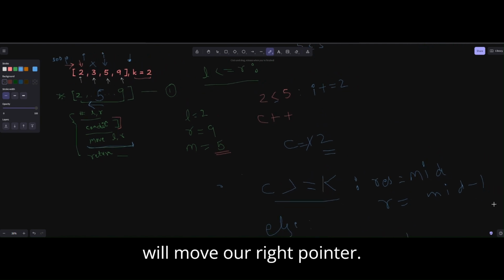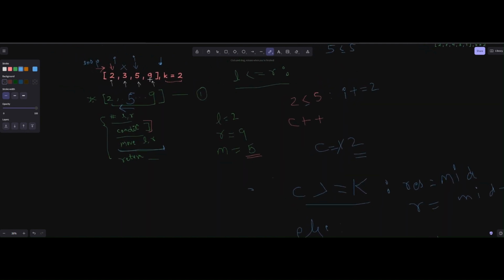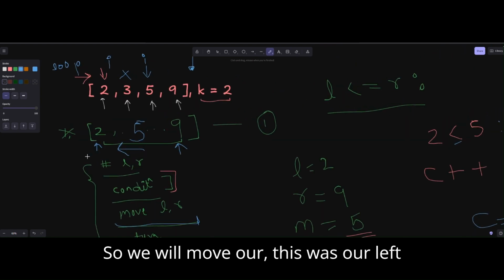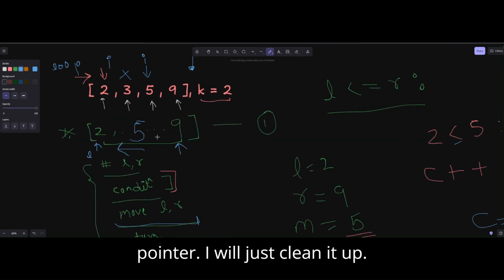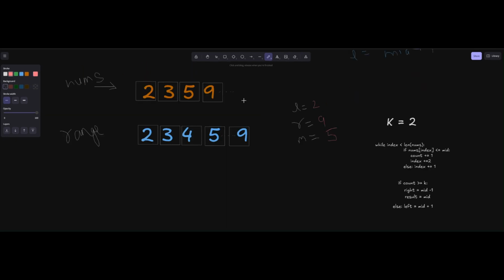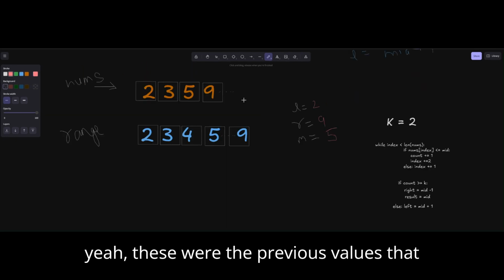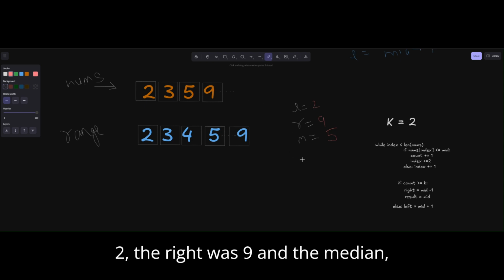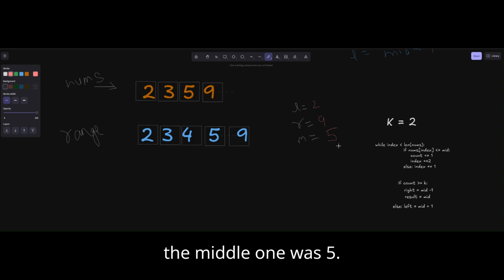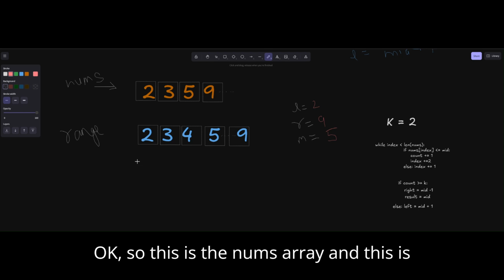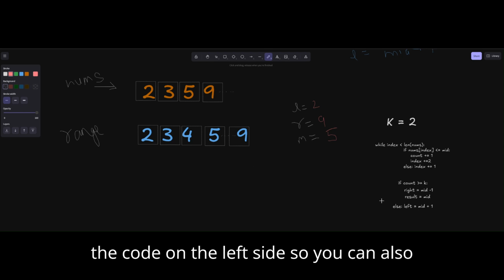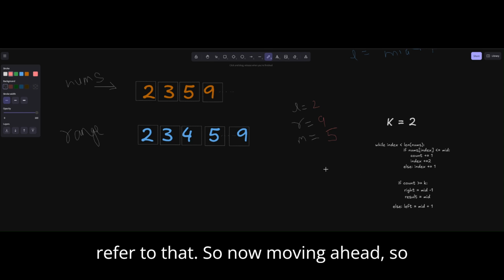So now we will move our right pointer. Our right pointer was somewhere here, and this was our left pointer. I will just clean it up. So these were the previous values that we encountered: the left one was 2, the right was 9, and the middle one was 5. This is the nums array and this is the range array that we are considering right now. I have also written some of the code on the left side, so you can refer to that.